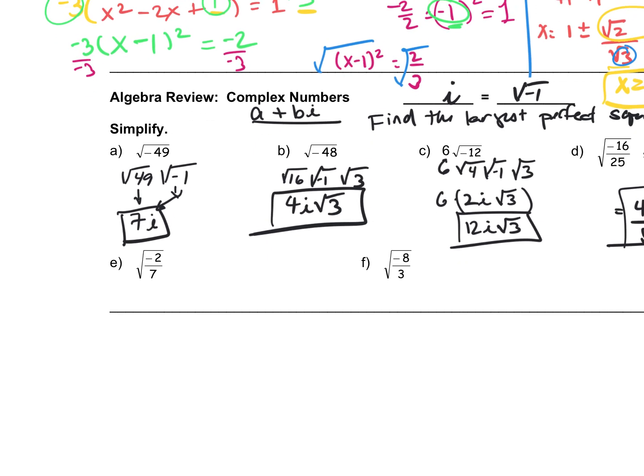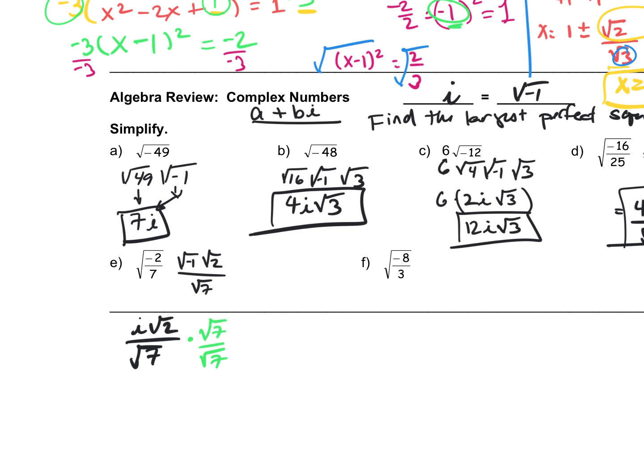Again, I'm going to just divide this up. I have a square root of negative 1 times the square root of 2 on the top, and then the square root of 7 on the bottom. Nothing is perfect. Nothing. But I know the square root of negative 1 is i. Okay, so I'll just go ahead and do that now. But I don't want the radical on the bottom, so I have to rationalize it. So I'm going to get rid of the square root of 7 by multiplying by its square root of 7.